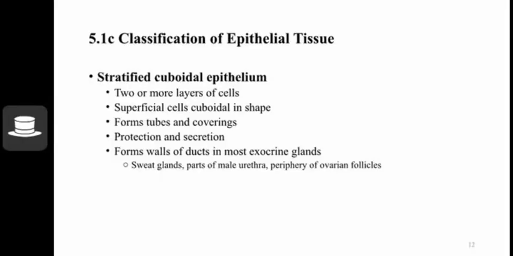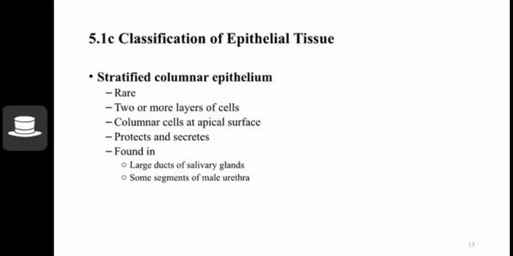Stratified cuboidal is a little less common than other types of tissue in the body. We find it in just a couple types of ducts. A little bit in sweat glands, part of the male urethra. Also, the mammary glands are composed of stratified cuboidal epithelial tissue. And then the stratified columnar is even more rare. We usually only have it in a few places, like the male urethra, or in transitional areas when we're moving from one type of tissue to another type of tissue.